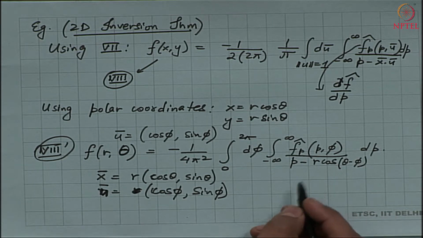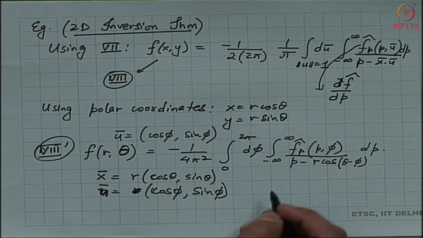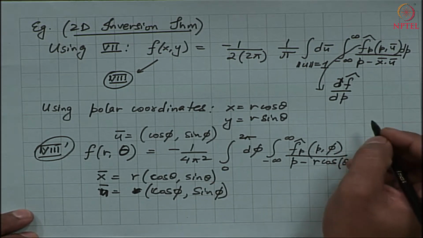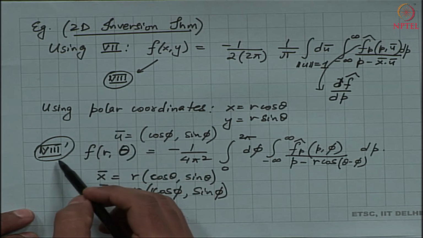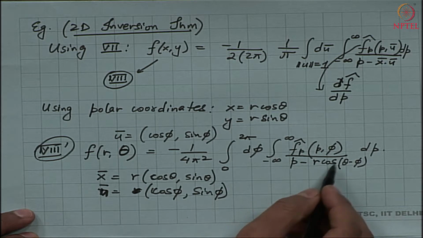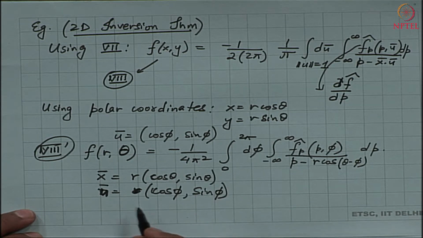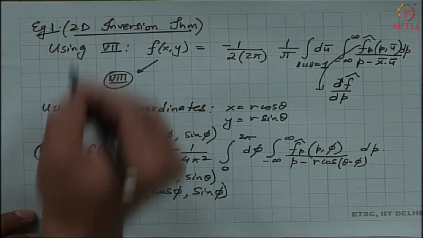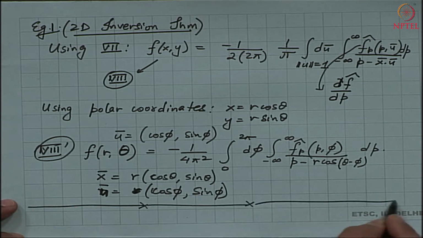Okay. So, then let me rewrite this expression here. So, we see that in expression 8 and 8 prime, I have the relationship for the inverse of the Radon transform in 2D. Okay, so now I am going to look at another example. So, this was my example 1. So, let me see the inverse of the Radon transform in 3D.